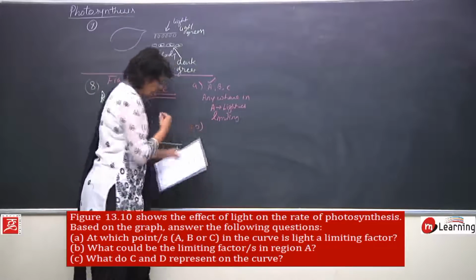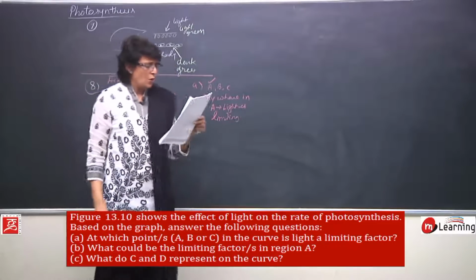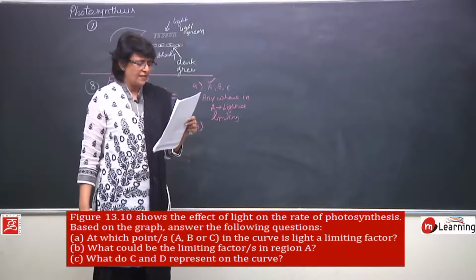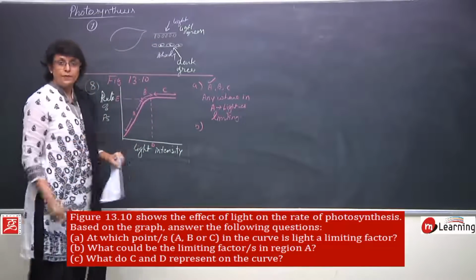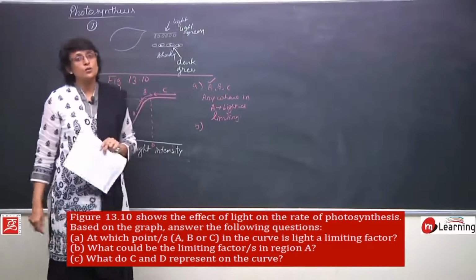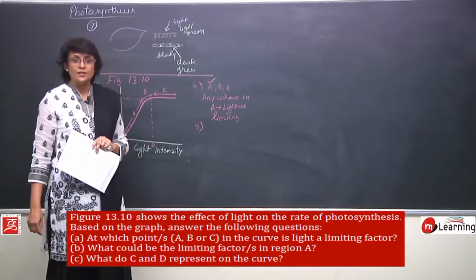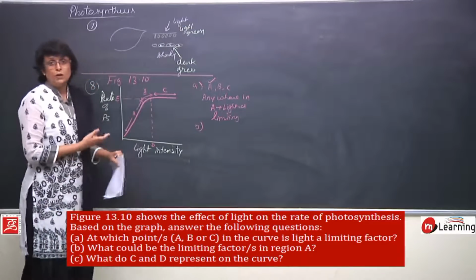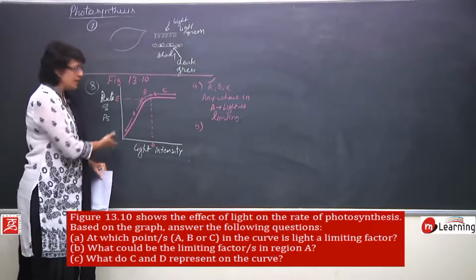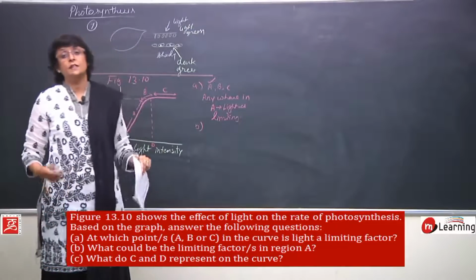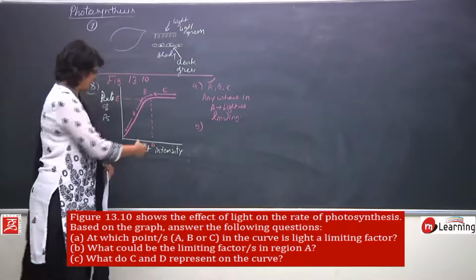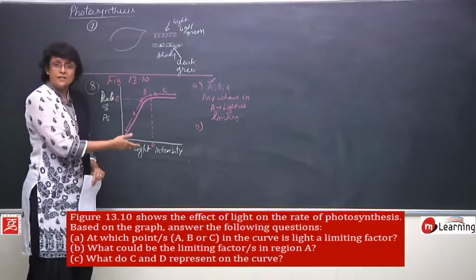B part is, what could be the limiting factors in region A? Here light is one. Can there be anything else also which is acting as a limiting factor? We don't know about other factors, but yes, carbon dioxide can be a limiting factor, water can be a limiting factor, temperature can be a limiting factor, but nothing has been explained in this graph.